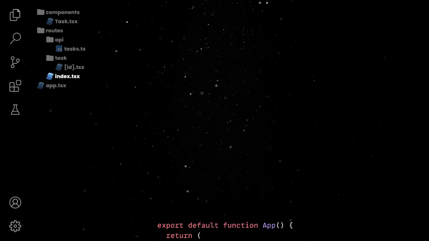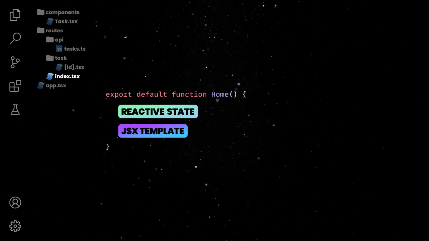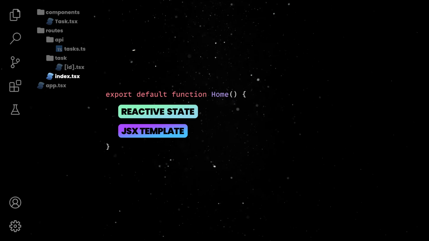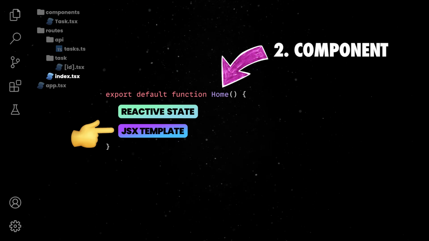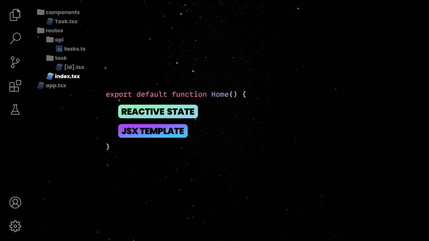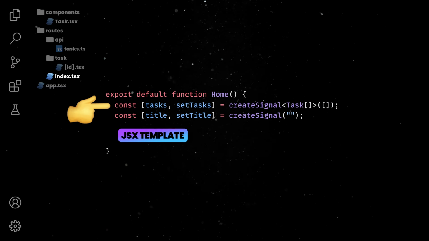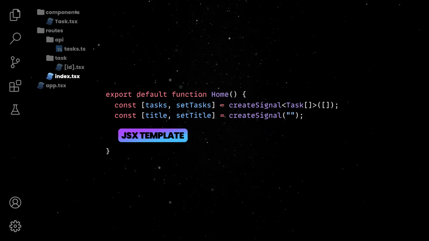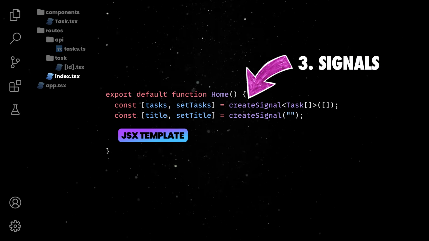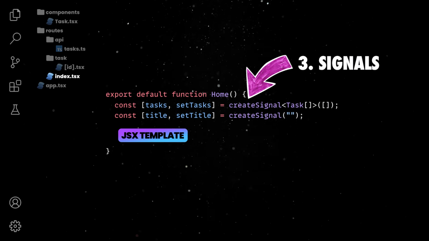Next, let's jump into the index file, which will be rendered when users access the root path. In Solid, components are plain functions which group together reactive state with JSX templates. To create a to-do app, we'll start by defining a list of tasks and the title field which will be used to add new tasks to the list. Of course, we are using signals here, since this became the status quo for modern reactivity.